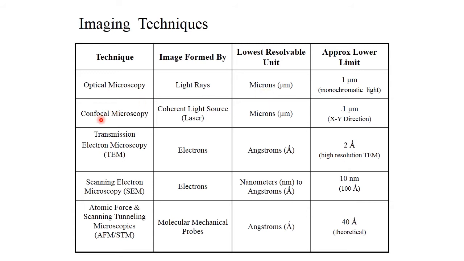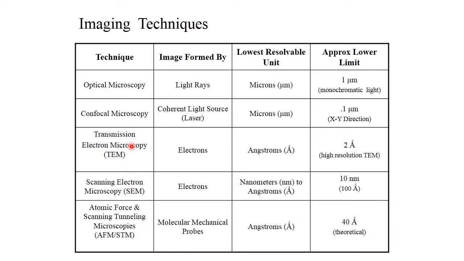The other type of microscopic technique is called confocal microscopy. In confocal microscopy, it is important to have light coming from only one plane of the specimen. This helps in improving the quality of the image.